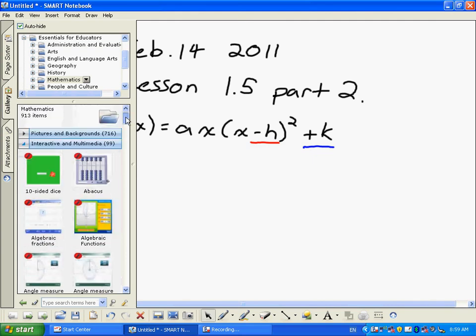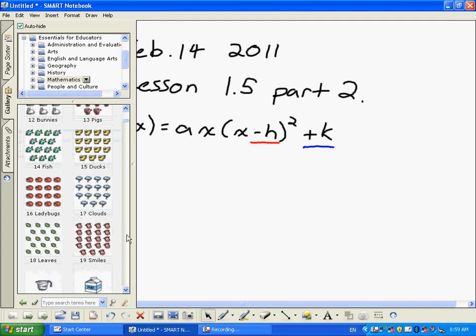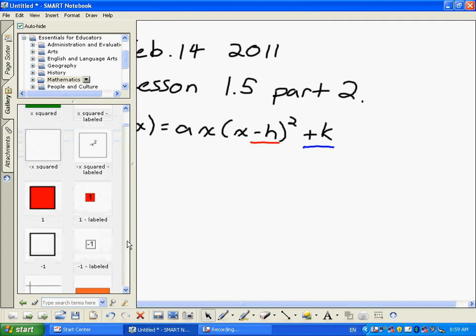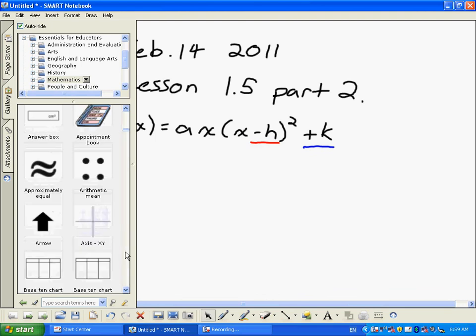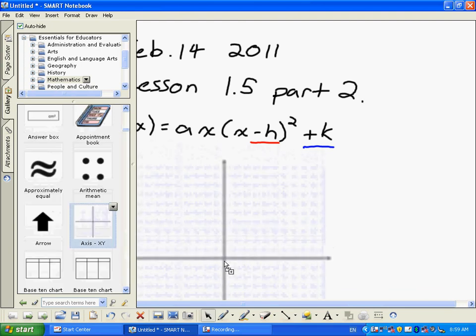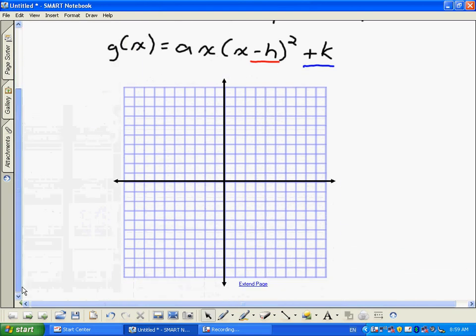Let's get our graph going. Oh no. Sadly, this part's going to be recorded. See if I can edit this. Yeah, it's recording. Okay. All right, so we have our graph.